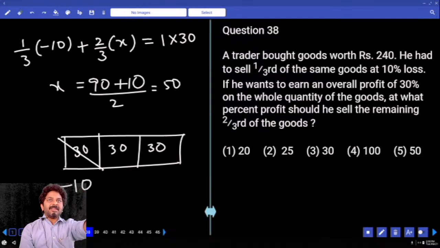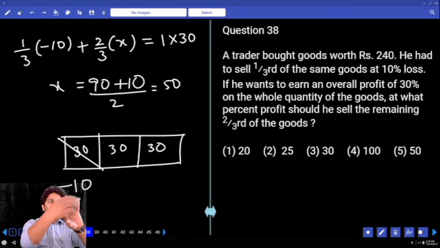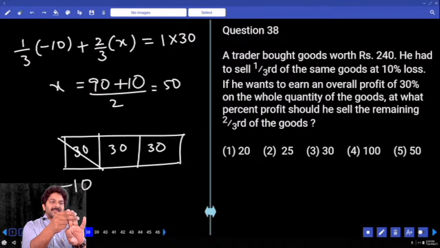This picture must be there in your mind. If it is there, we can directly answer the question. 3 items are there, each 30, 30, 30 profit. One is already sold out. Forget about this for some time. On this we need 30. On this also we need 30. Both together so far 60. These two 60 will be true if this is also sold at 30% profit.